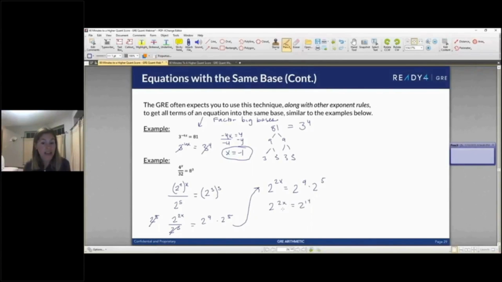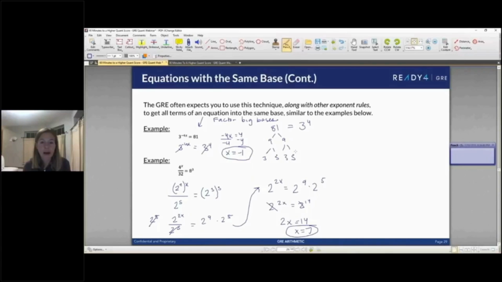Now we can just take the rule that says if they've got the same bases, we can cross out the bases and compare the exponents. So we've got 2x is equal to 14 and x is equal to 7. Okay, so Jadzia, Renuka, Simi, nice answers. Good job. X is 7. Well done.